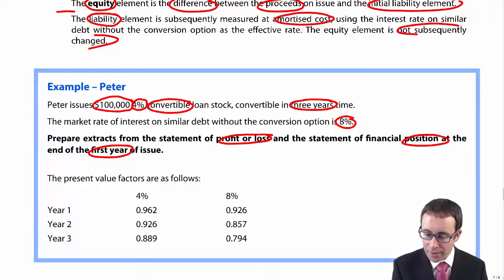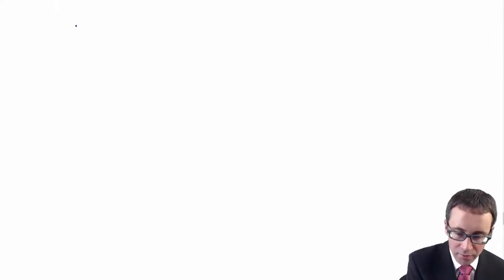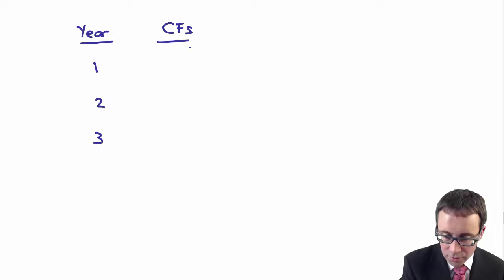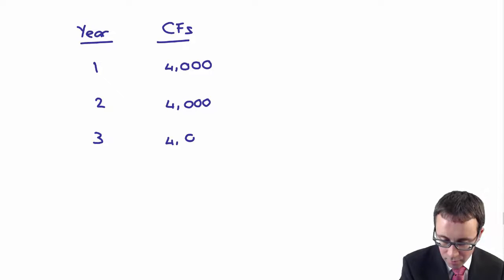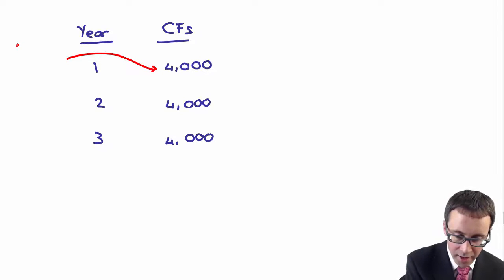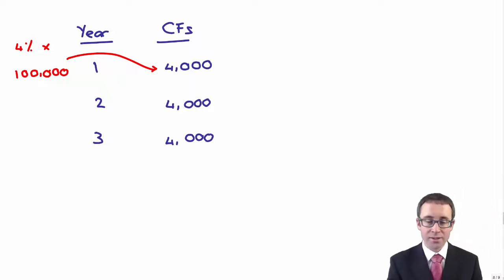Okay. So let's not worry about the extracts just for now. Let's just think about the discounting. So what we've got there, we're going to look at our year. So year 1, 2, 3. The cash flows for 3 years, you have 4,000, don't we? If you're curious as to where that's from, maybe you've worked it out already, but that's the 4% coupon rate multiplied by the par value, isn't it?